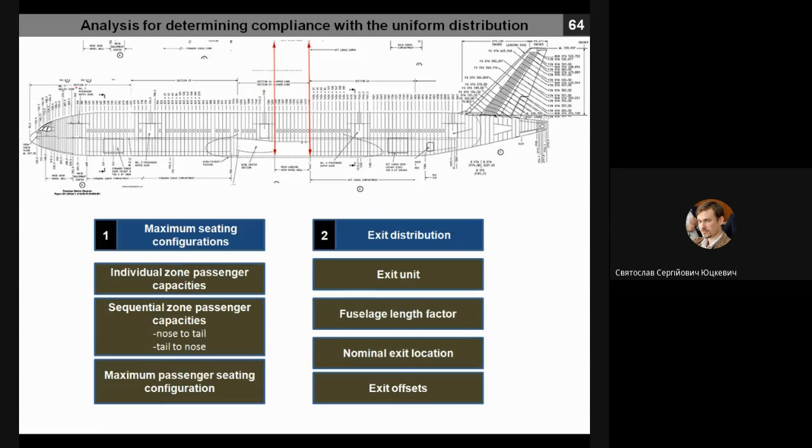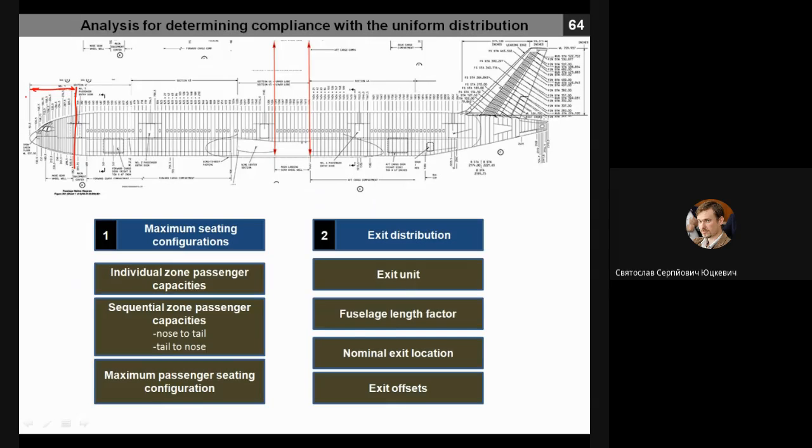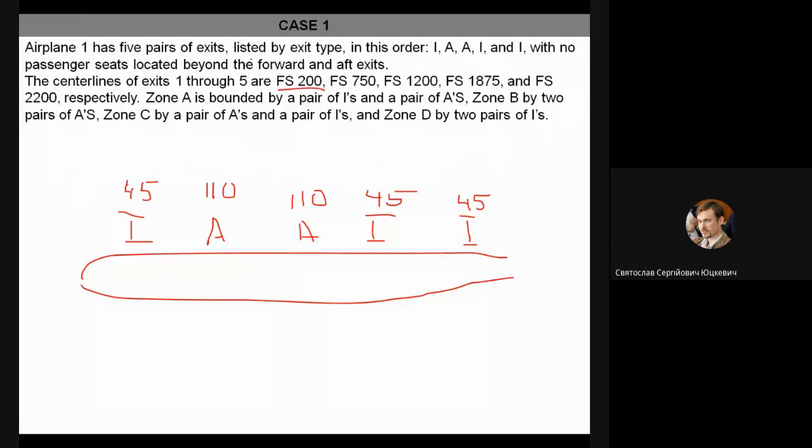Fuselage station. It's distance in inches from the reference point. In our case, it doesn't matter where the reference point is. It will be a basic or baseline for our calculations. It will be 200 inches.